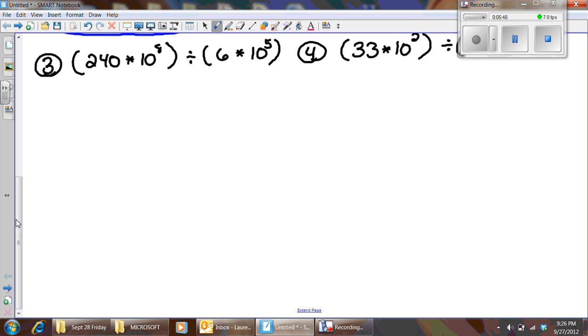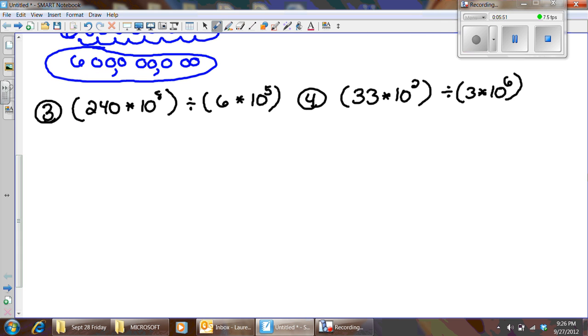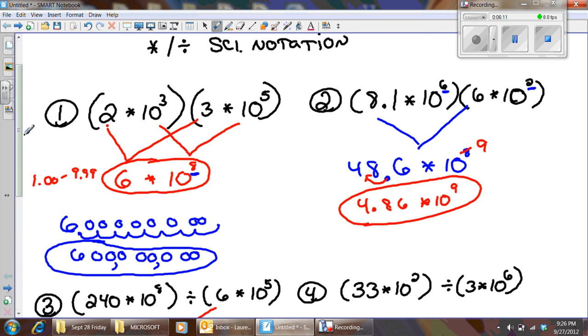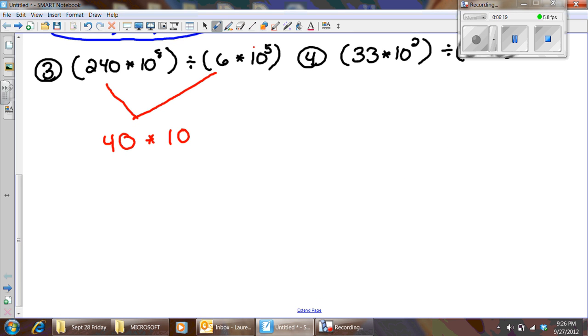So, here we go. We are going to divide now. And it's very similar. I'm going to divide 240 by 6. And I know 6 goes into 24 4 times, so it goes into 240 40 times. It's going to be times 10 to a power. But hold on a second. It's not going to be the 13th power. When I'm multiplying, I added the exponents, right? But when I divide, I'm going to subtract the exponents. I'm going to do 8 minus 5, and it'll be third power. Okay? 40 times 10 to the third power.